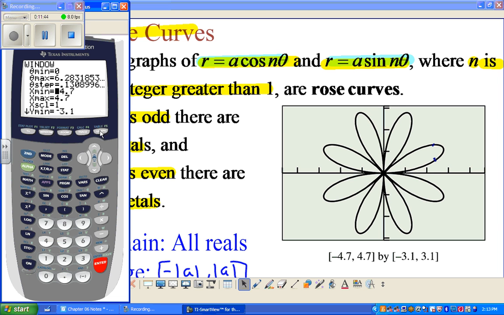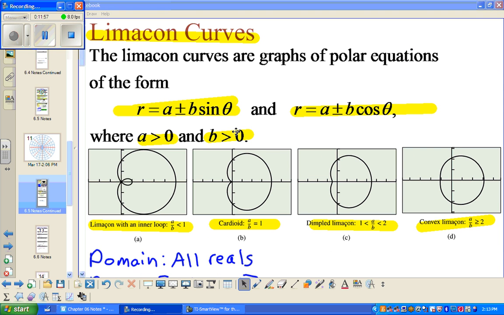If I graph that, see how much closer it's getting to what we're trying to accomplish. So keep those in mind when you're graphing. The second type of curve you want to consider is the limacon curve.